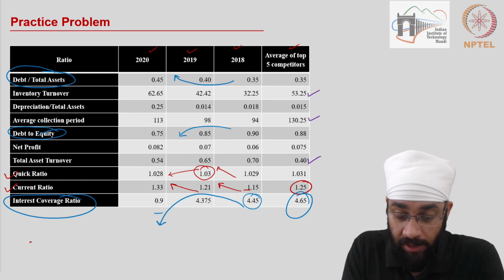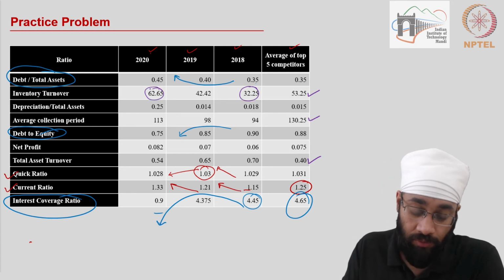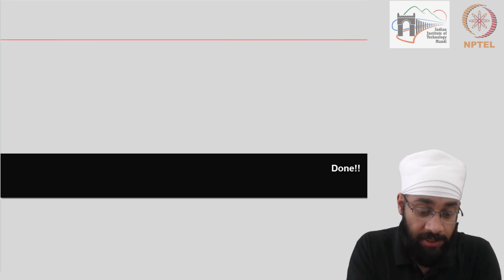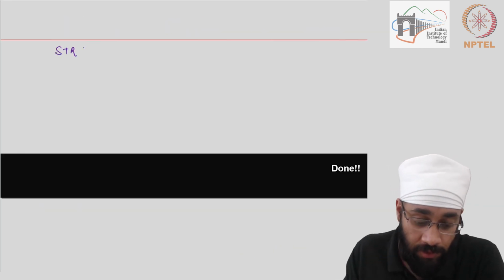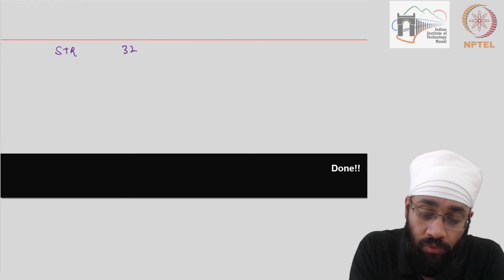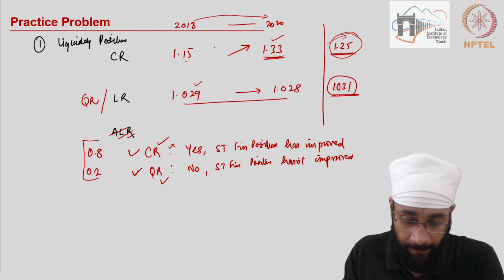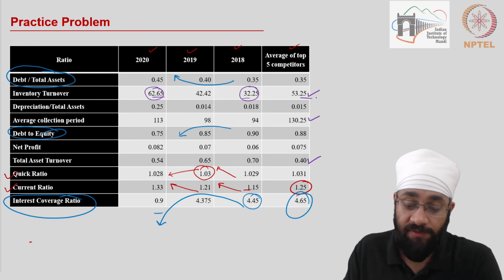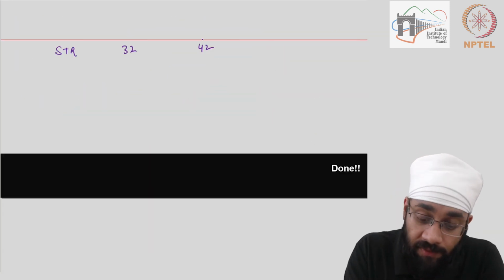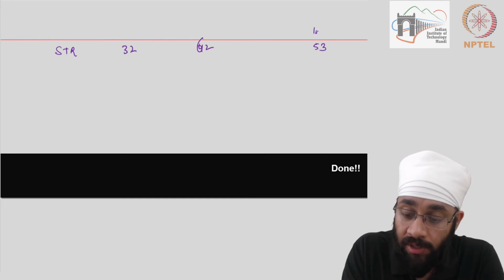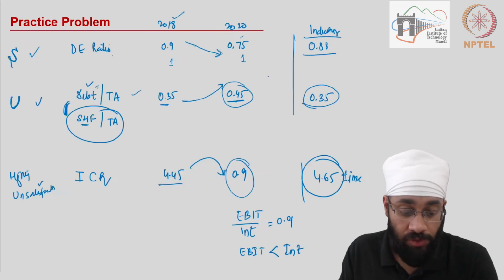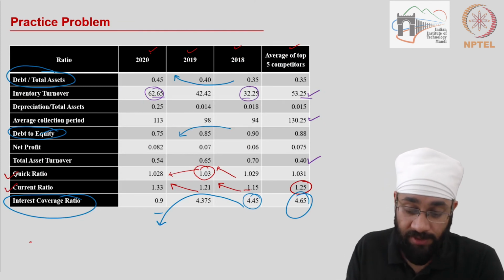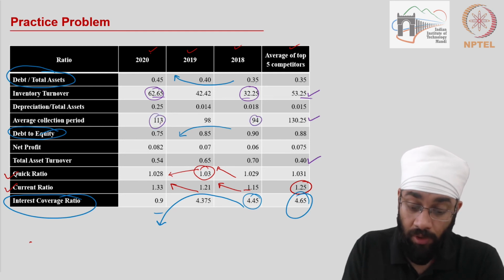The inventory turnover goes up from 32 to 62. So the stock turnover ratio, let me use this last slide, goes up from 32 to 62, and the industry average is 53. So 62 against an industry average of 53. This is the stock turnover ratio. Then let me look at the second indicator, which is average collection period. This is debtors, which goes up from 94 to 113.